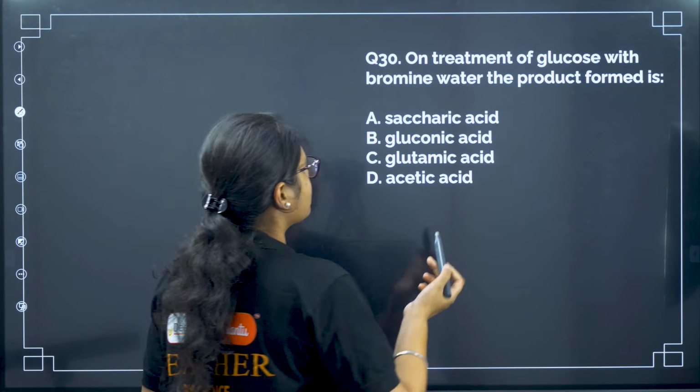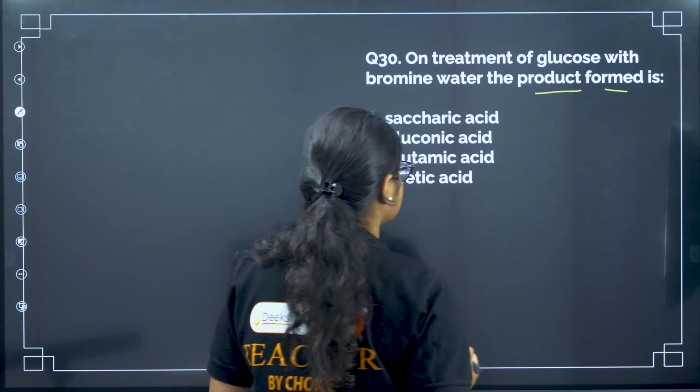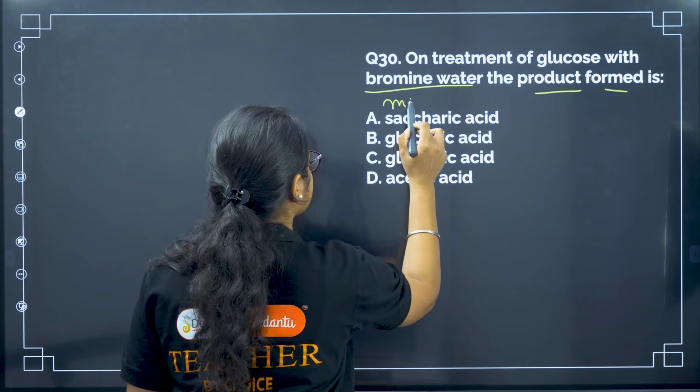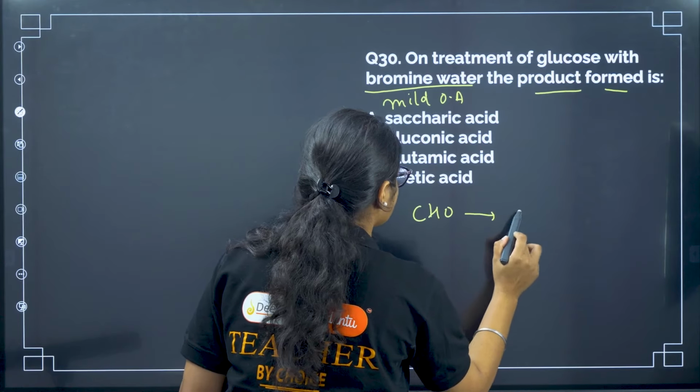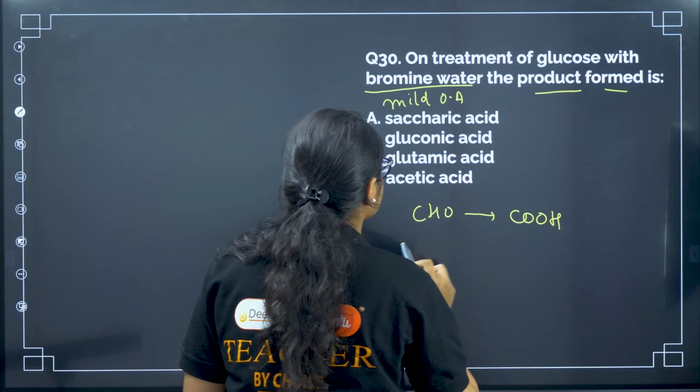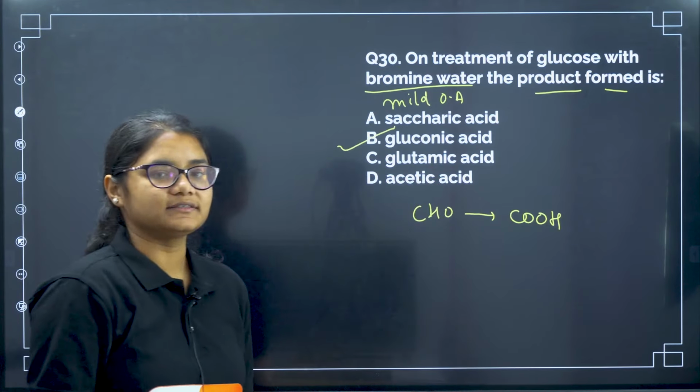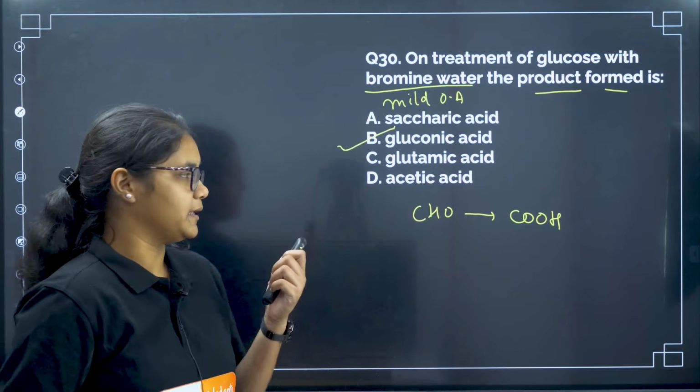Next, on treatment of glucose with bromine water, the product formed is. So bromine water is a mild oxidizing agent. Okay, so it converts the CHO group to COOH group. Okay, so that is gluconic acid. Correct answer for this question is option number B.